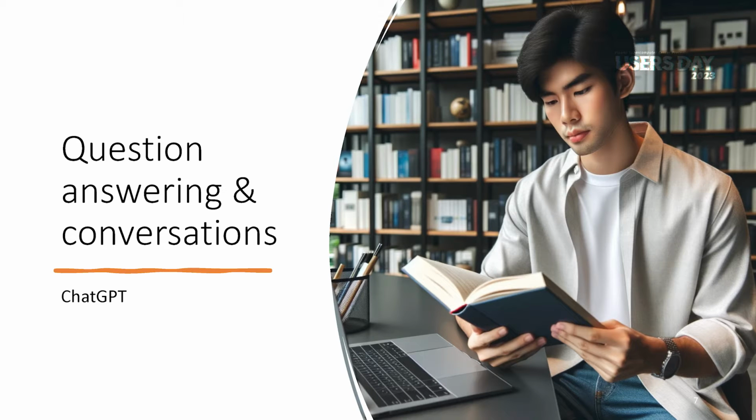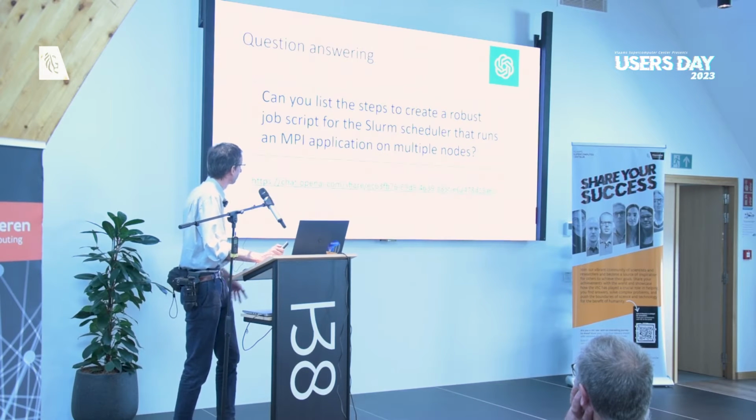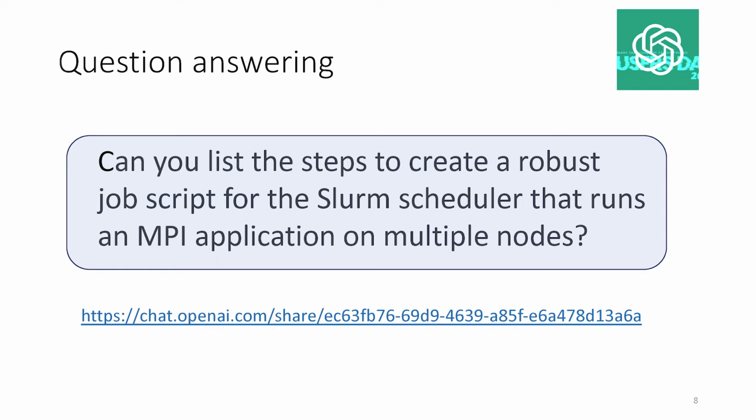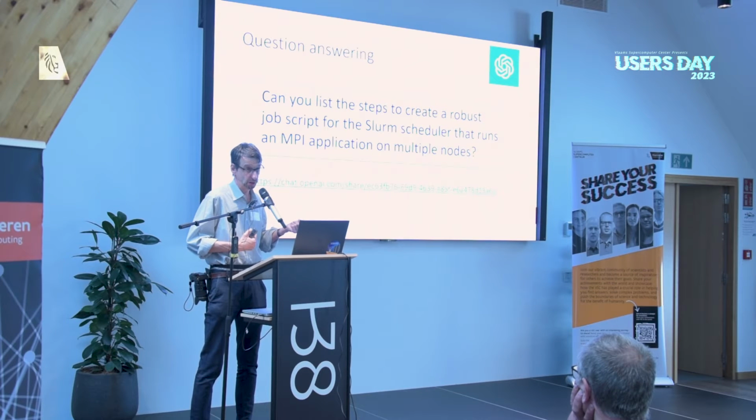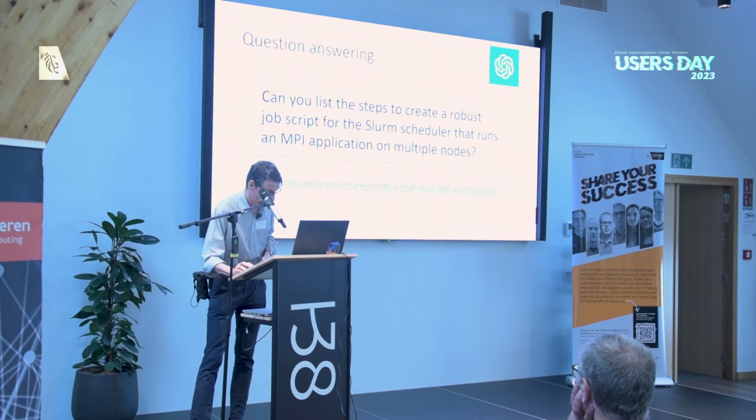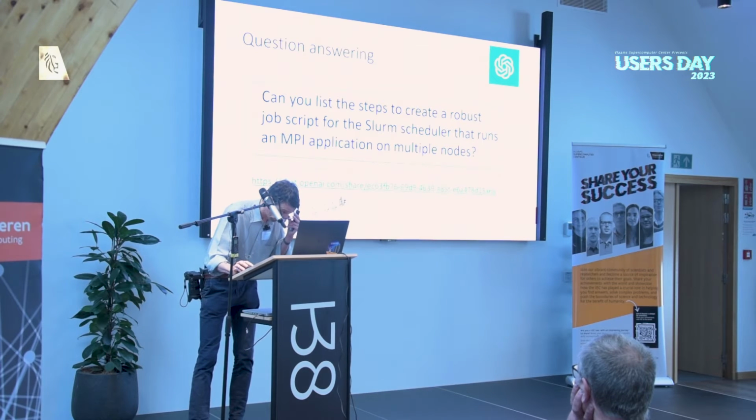Let's start with the more trivial ones. Just conversations, basically question answering conversations. For instance, this question here: can you give me the steps to construct a robust Slurm scheduler script in order to run my jobs with certain site conditions and so on? As it turns out, that works pretty well. You get some very reasonable advice. For instance, ChatGPT realizes there is something like a module system on most clusters, so it will give you quite good results. Let me perhaps try and click this thing.